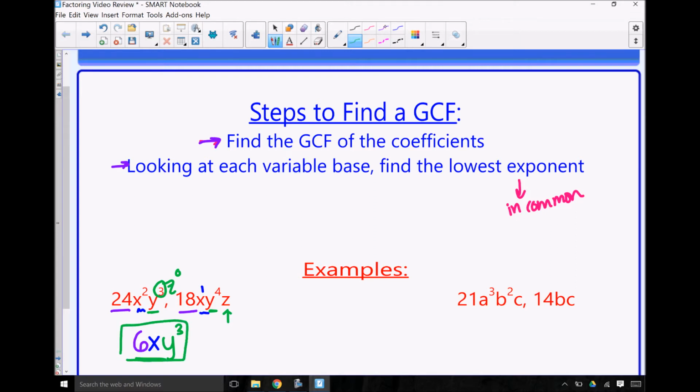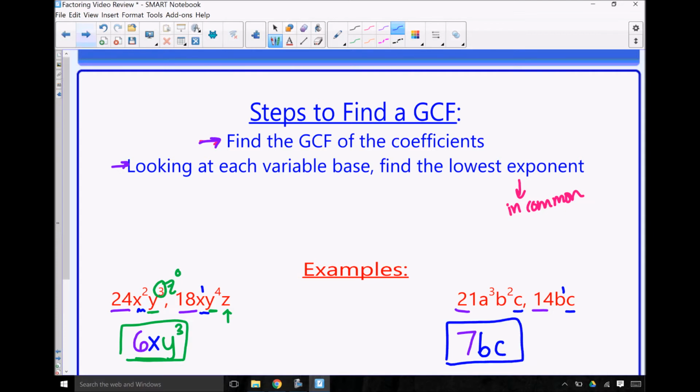Okay? Let's do the same thing for the next example: 21a cubed b to the second c, and then 14bc. So right here, the greatest number in common with 21 and 14, the largest number I can divide them both by, is 7. There's no a in common with both of my terms, so I don't include it in my GCF. Here I've got b to the second power and b to the first power. B to the first power is my lowest exponent, so that's what I would include, but I don't have to actually write that first power. And then here I've got c, and I also have c, so I've got 7bc. And that is going to be my GCF right here.